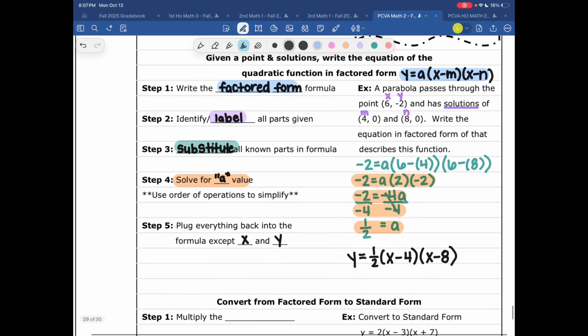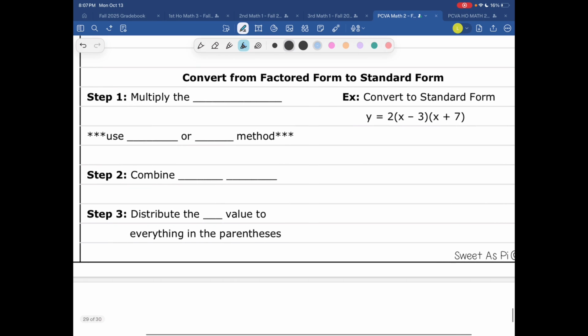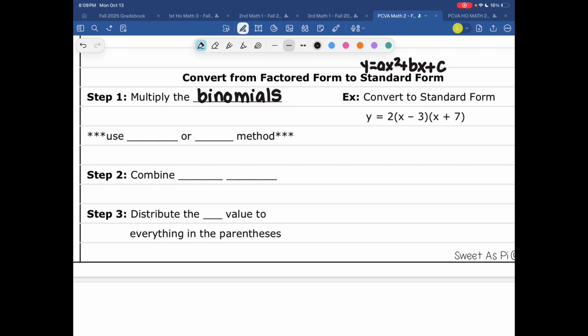Okay? Now, as a review, if we're converting factored form to standard form, okay? So remember, standard form is ax squared plus bx plus c. Now, in order to do that, we're going to do something very similar to what we did when we had vertex form and we went to standard form. So we're going to multiply the binomials. Those are the factors that are in the parentheses. So when we go to multiply the binomials, we are multiplying these pieces together here.